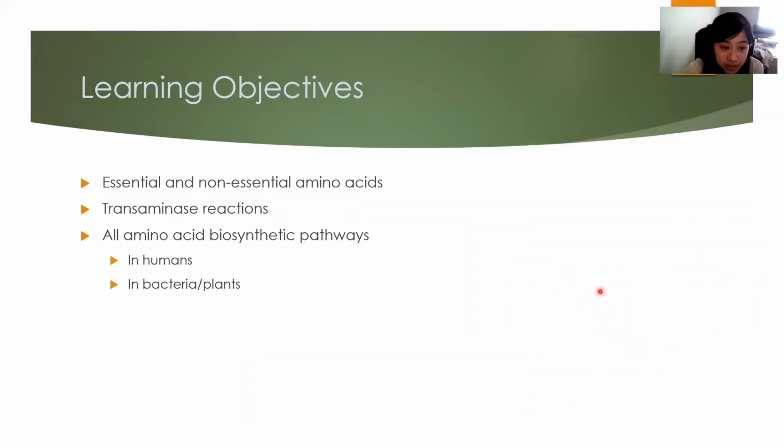So that's it for this lecture. So some learning objectives for this lecture is know your essential and non-essential amino acids, know how they work in humans and how they work in bacteria, and understand transaminase reactions, and also know all the amino acid biosynthetic pathways that we went over in both humans and bacteria and plants.